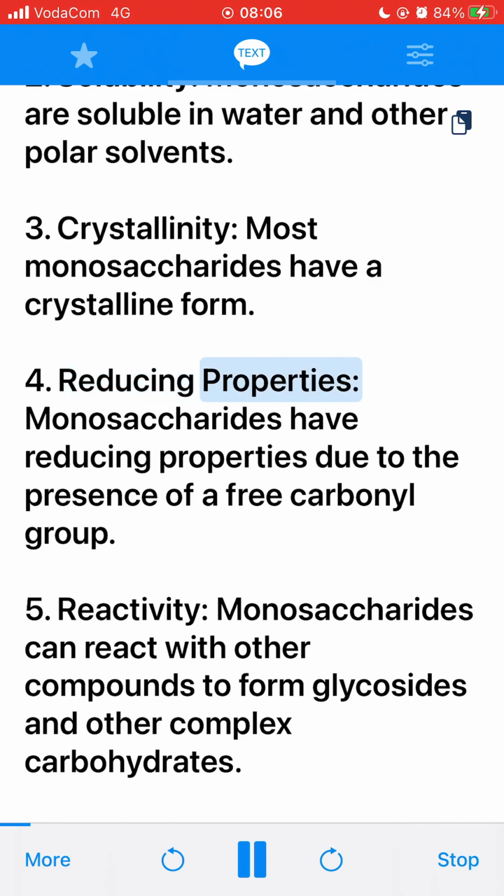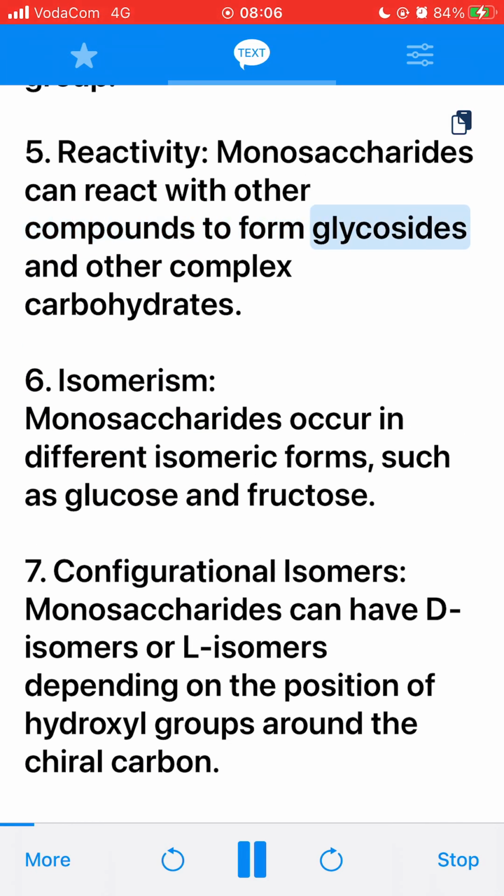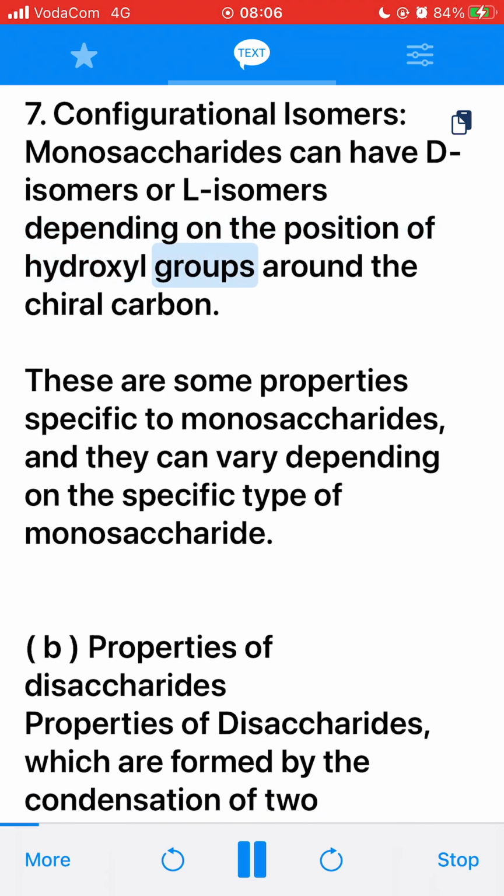4. Reducing properties. Monosaccharides have reducing properties due to the presence of a free carbonyl group. 5. Reactivity. Monosaccharides can react with other compounds to form glycosides and other complex carbohydrates. 6. Isomerism. Monosaccharides occur in different isomeric forms, such as glucose and fructose. 7. Configurational isomers. Monosaccharides can have D isomers or L isomers depending on the position of hydroxyl groups around the chiral carbon. These are some properties specific to monosaccharides, and they can vary depending on the specific type of monosaccharide.